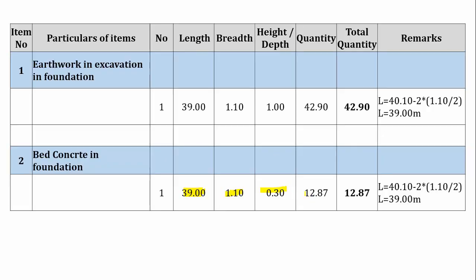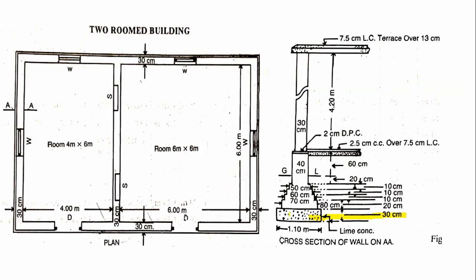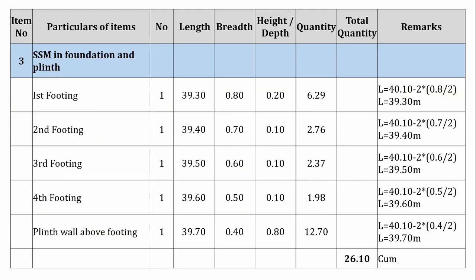If you multiply, you will get quantity as 12.87 cubic meters. Now bed concrete is over. Next we will calculate the stone masonry work stepwise. This is first step, second step, third step, fourth step, fifth step. In this way, we will calculate now.